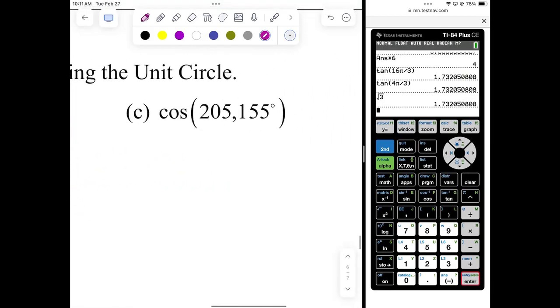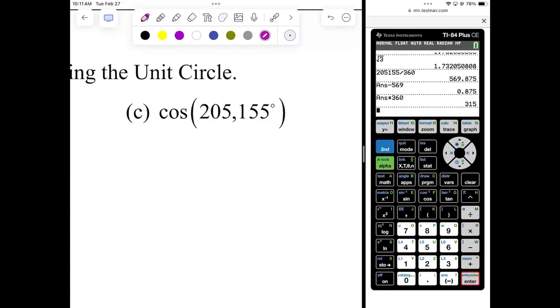All right, let's try this one. Cosine of 205,155 degrees. That's more than one rotation, right? Let's figure out where it lands. Let's take our big angle, 205,155. It's in degrees, so we'll divide it by 360. We'll subtract out the 569 full rotations, remultiply by 360, and we get 315.